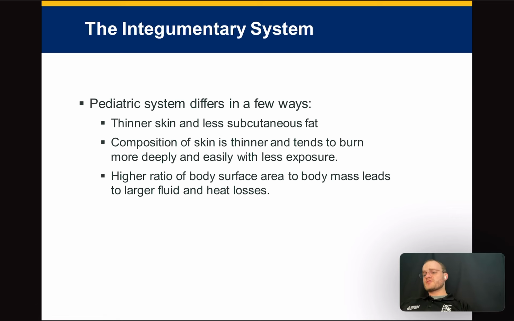The integumentary system. Remember, integumentary system is referring to the skin. And so thinner skin and less subcutaneous fat in a child, that's the difference from an adult. The composition of the skin is thinner and tends to burn more deeply and easily with less exposure.